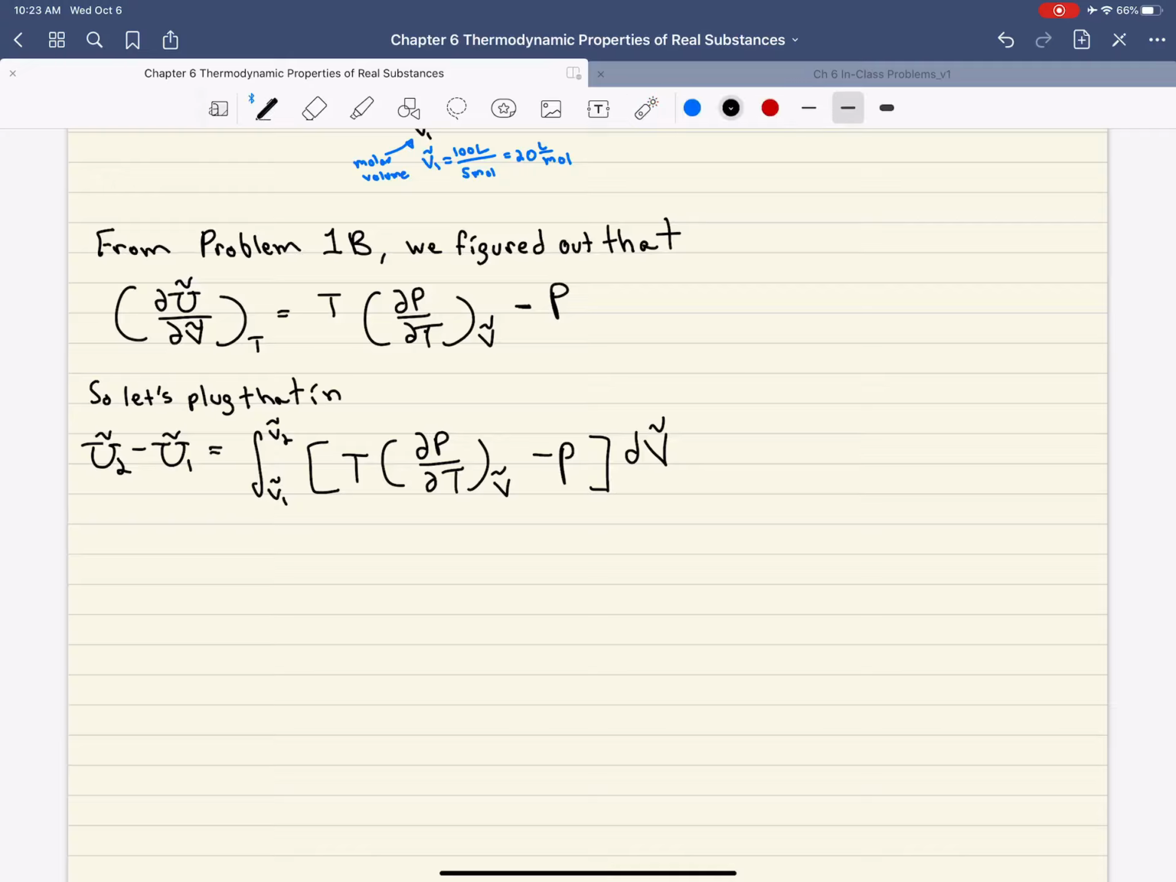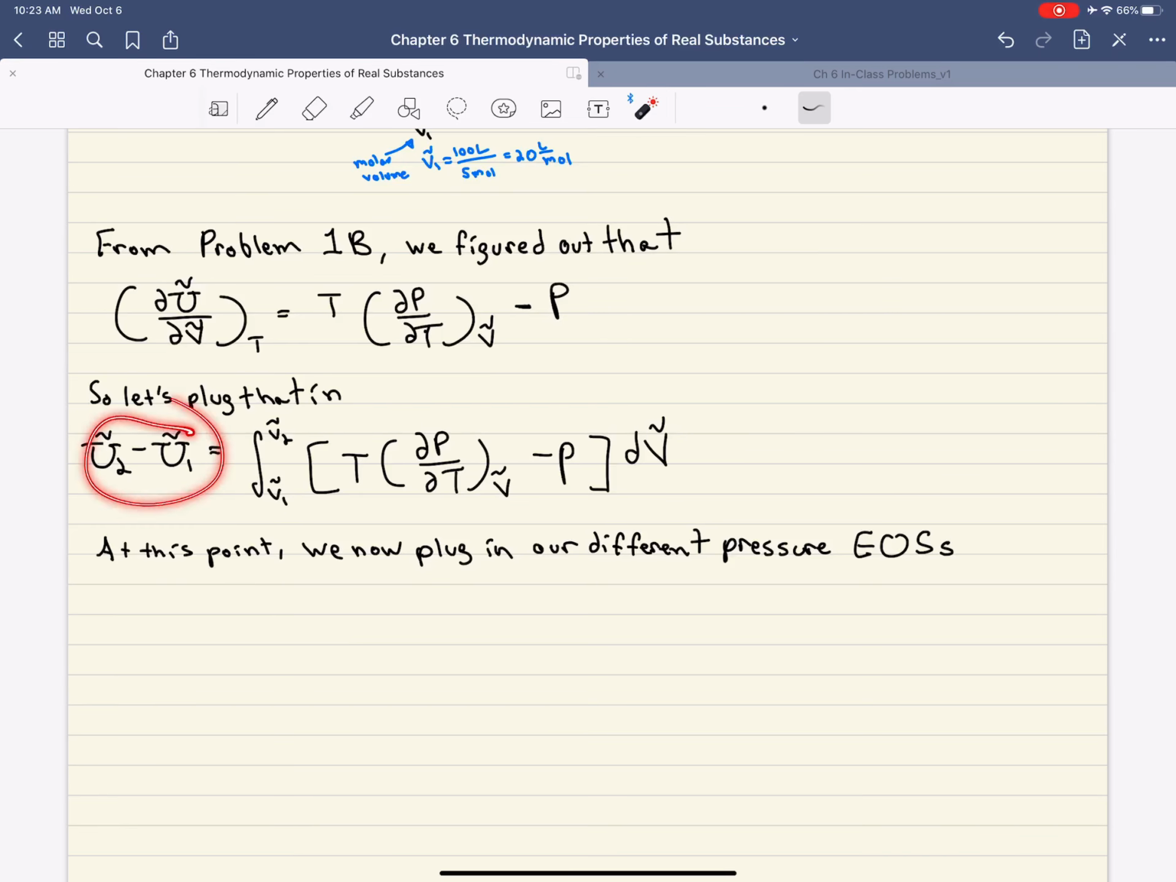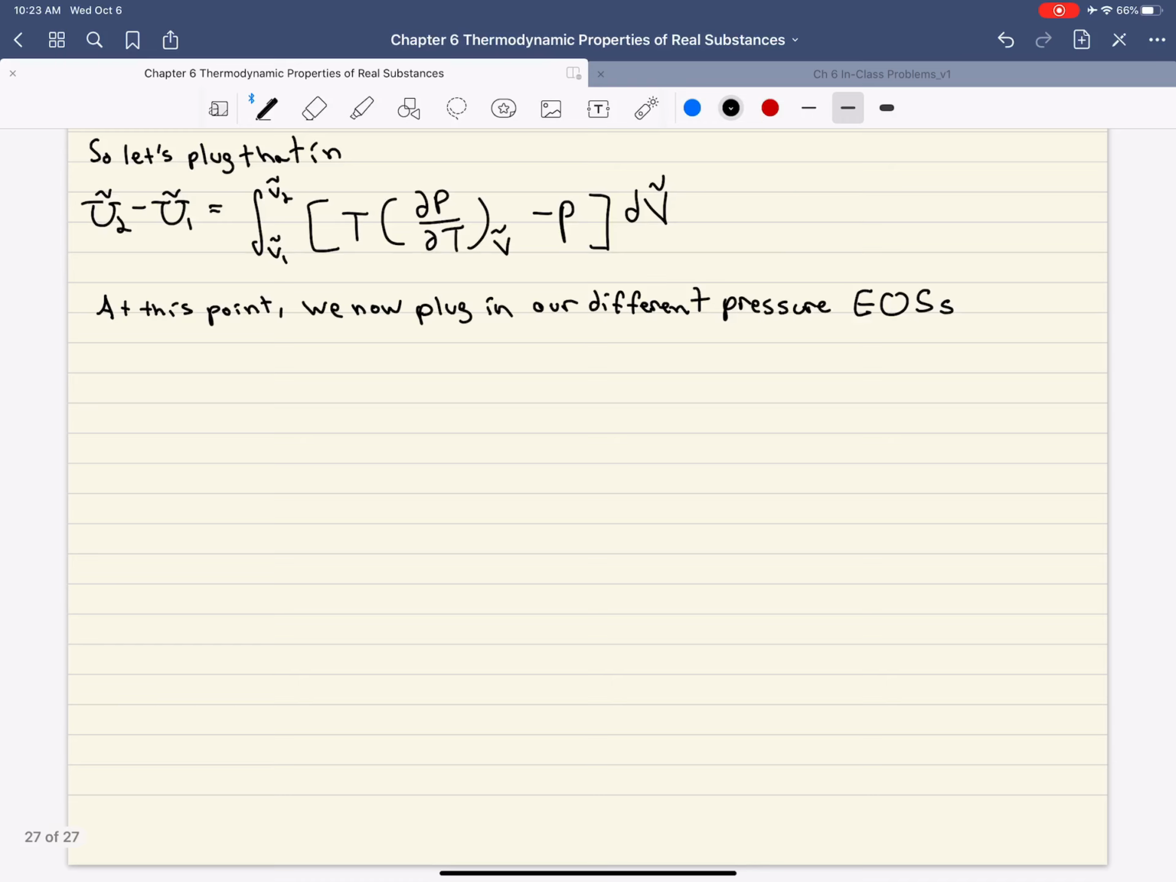And so what we need to do at this point is plug in our different equations of state, or different pressure equations of state, in order to actually calculate a value for u2 and u1. Okay? Alright, and so let's go out and do that.